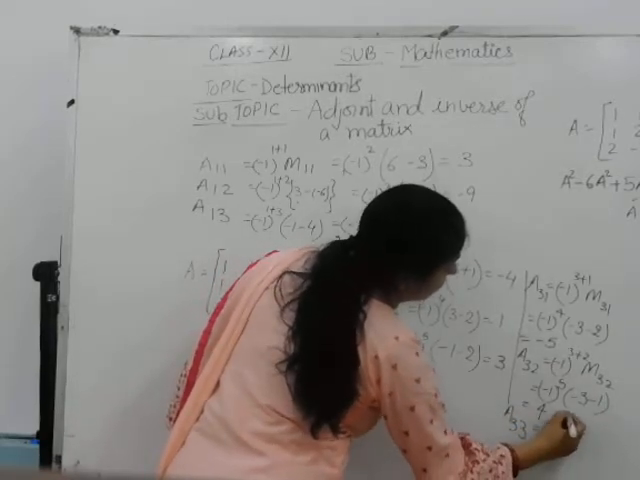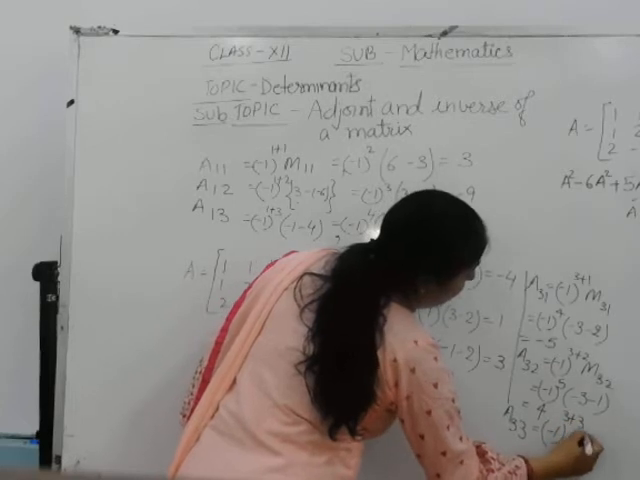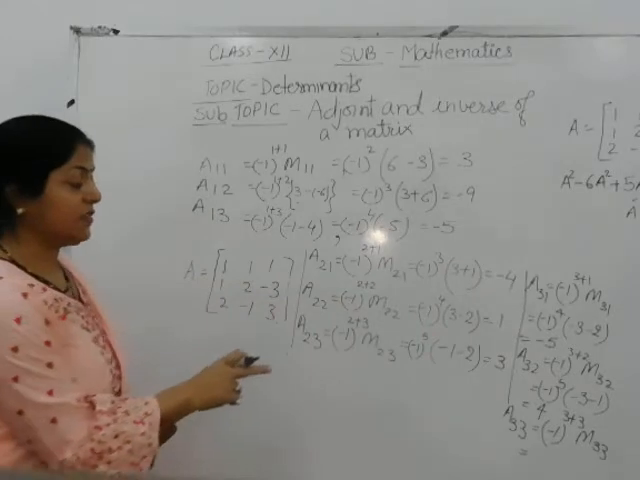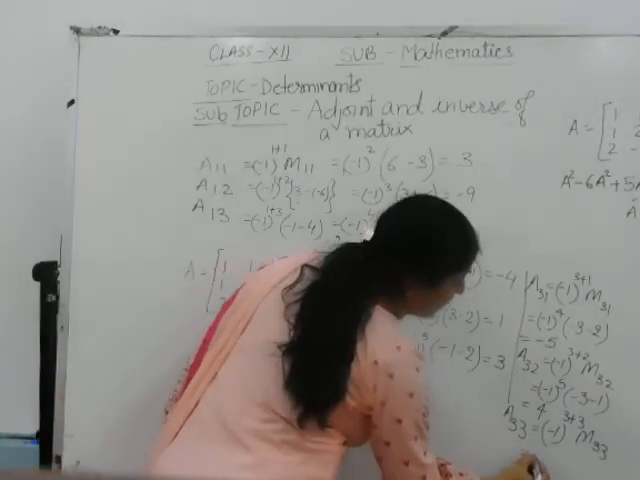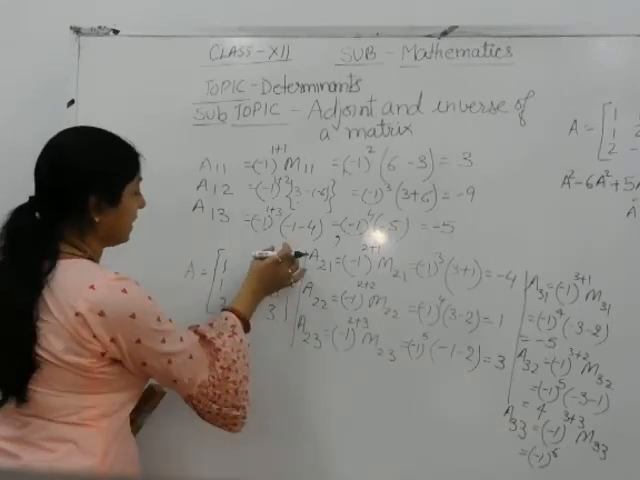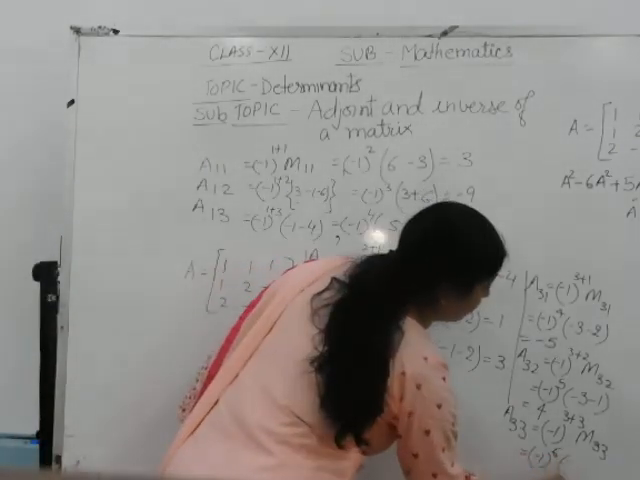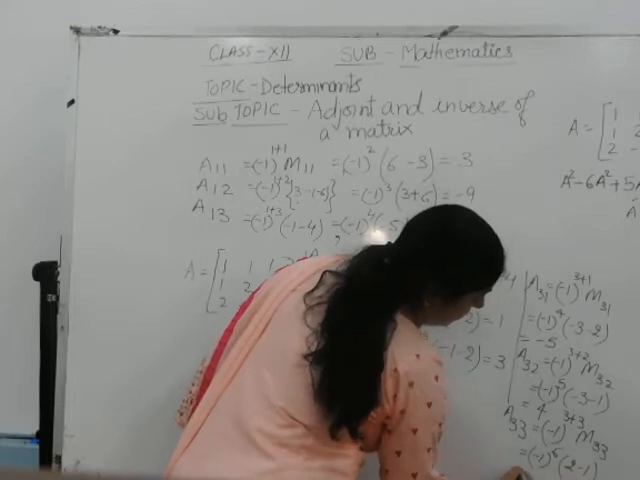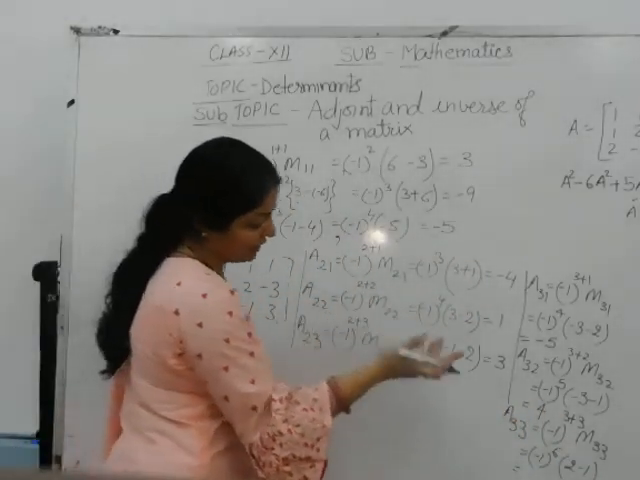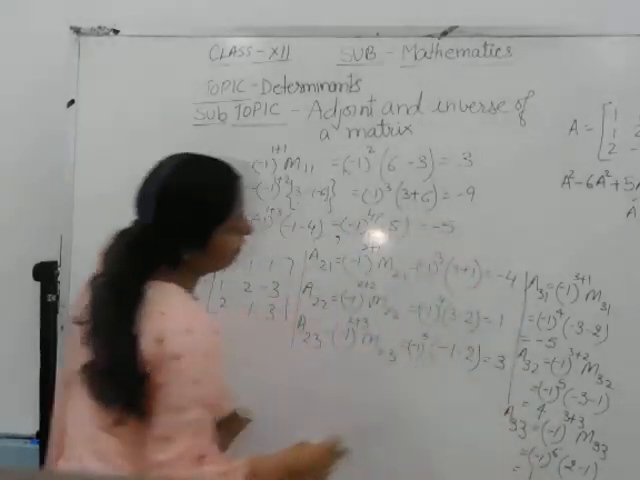Then A33 is minus 1 to the power 3 plus 3 and M33. Minus 1 to the power 3 plus 3 means minus 1 to the power 6, and M33 means third row and third column, which is 2 minus 1. Minus 1 to the power even number means positive, and 2 minus 1 is 1, so it is only 1.